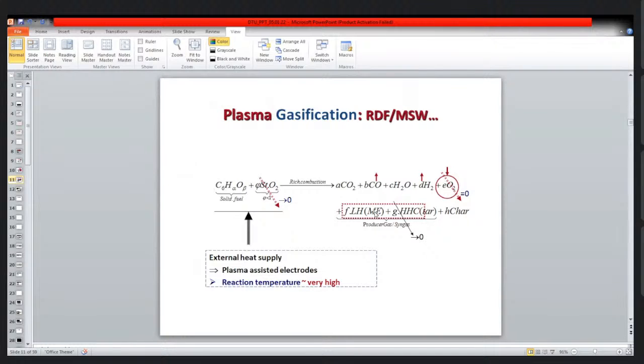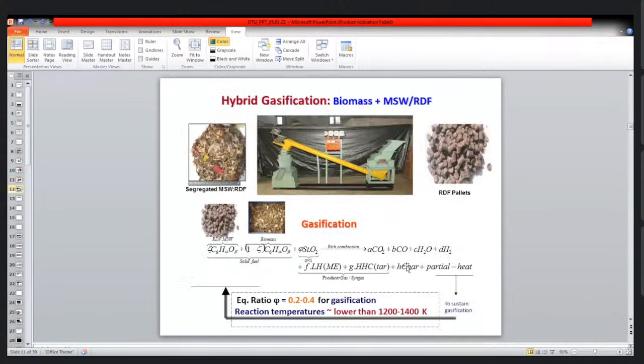Unfortunately, the cost is high, and the cost of electrodes, these plasma assisted electrodes, is very high, and they are consumed during the process. So it demands frequent replacement.